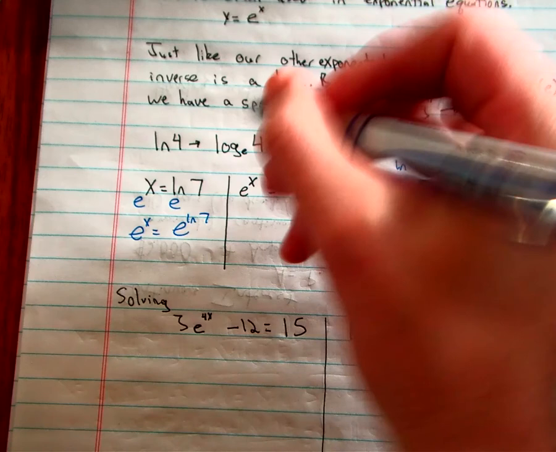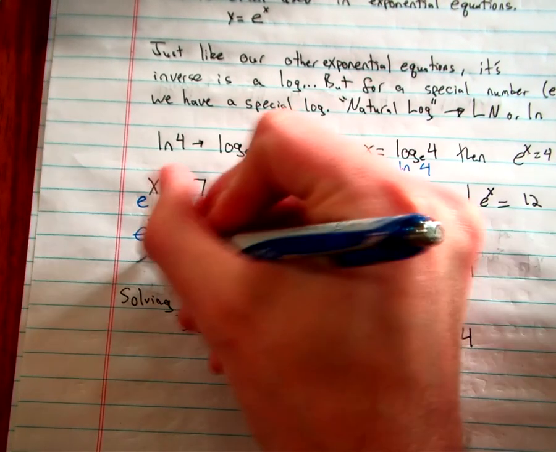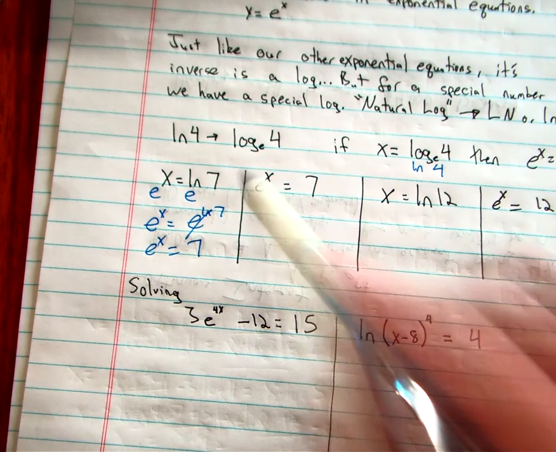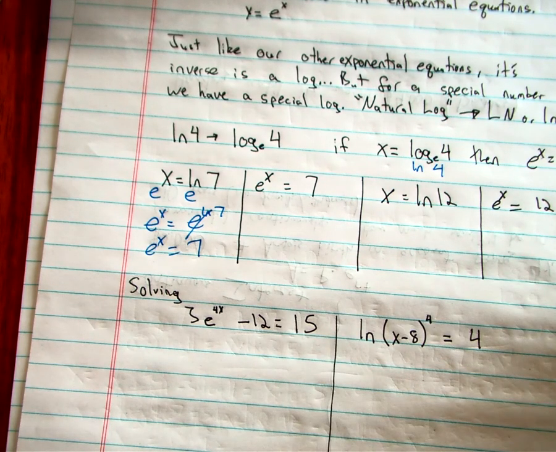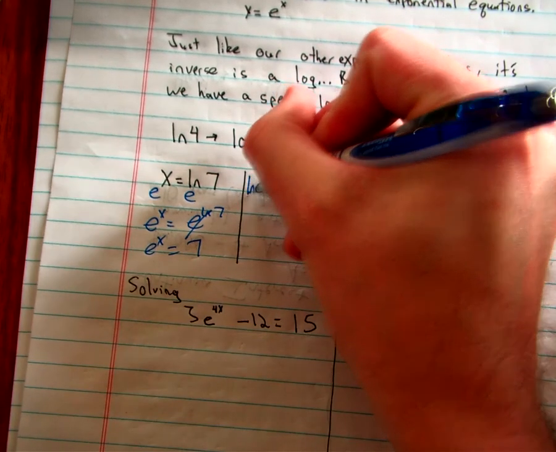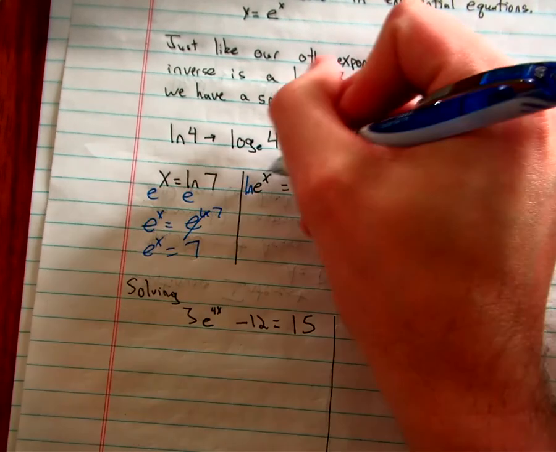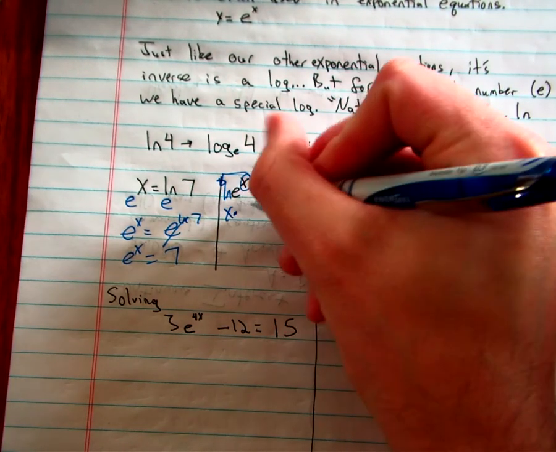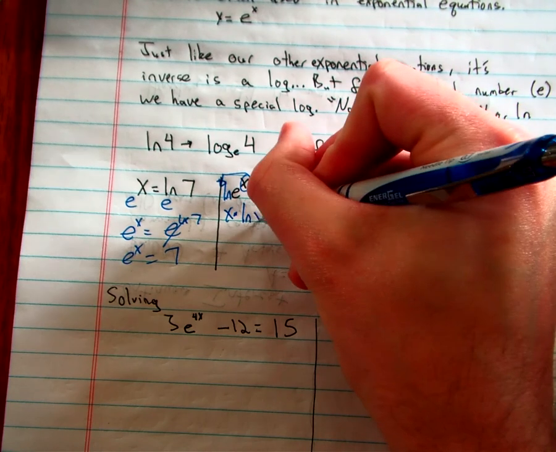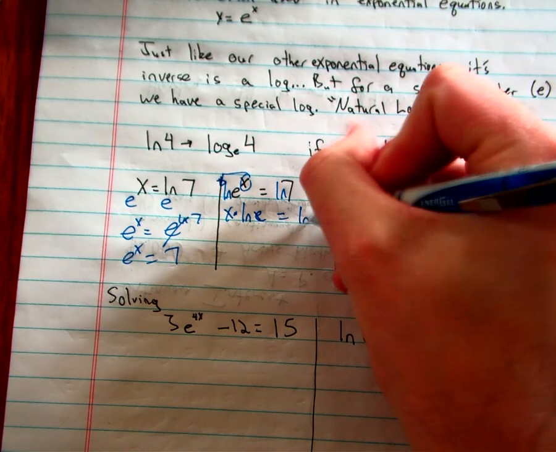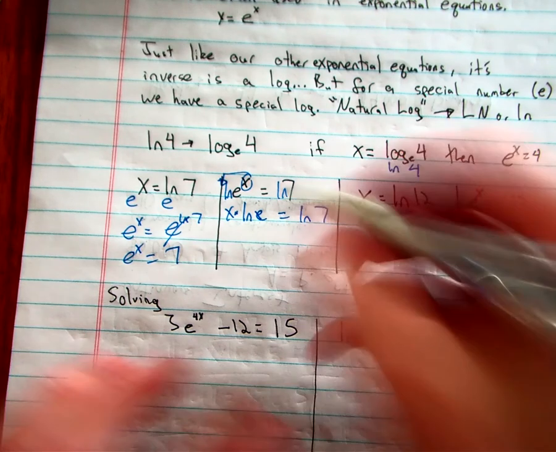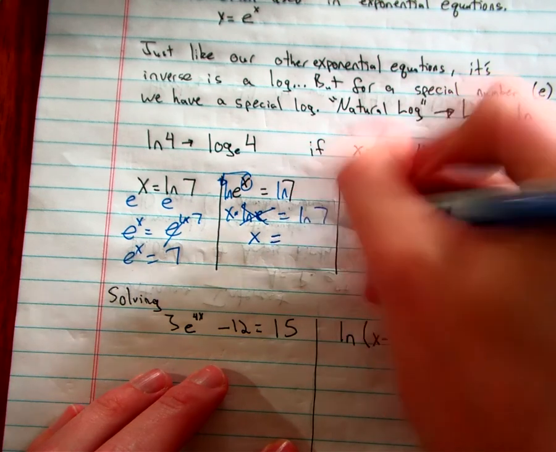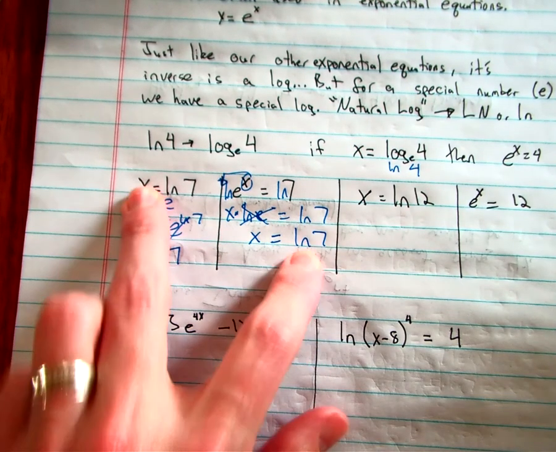e to the ln of 7, e and ln cancel out, and the 7 just falls down. Okay, that's if you're trying to cancel out an ln. If you're trying to cancel out an e, you do natural log, or ln, of both sides. We use our log properties to bring the x down in front. x times ln e equals natural log of 7. Well, natural log and e cancel out. x equals ln of 7, and you see how we're back to where we started.